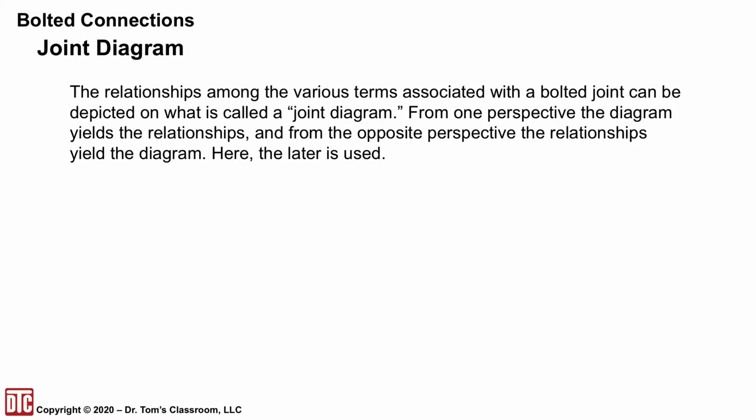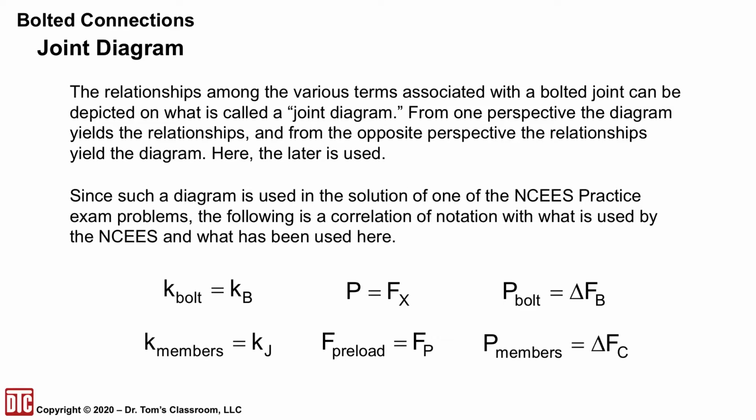Okay, one last topic here. I probably wouldn't even cover it if it wasn't used in a solution in one of the NCS practice problems. The relationships among these various terms in a bolted joint can be depicted on what is called a joint diagram, sort of a graphical approach to this. That's sort of old school. From one perspective, the diagram yields the relationships, and from the opposite perspective, the relationships actually yield a diagram. Here the latter is used. And since this diagram is used in one of the solutions, I wanted to give you a correlation here.